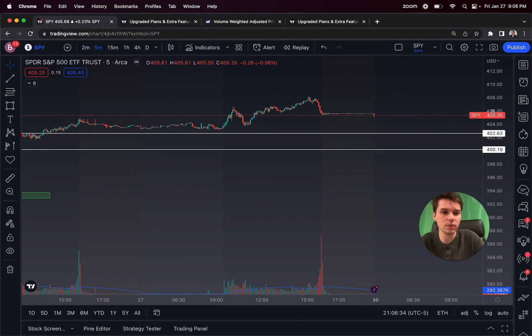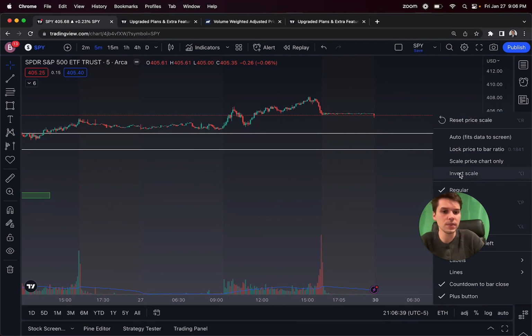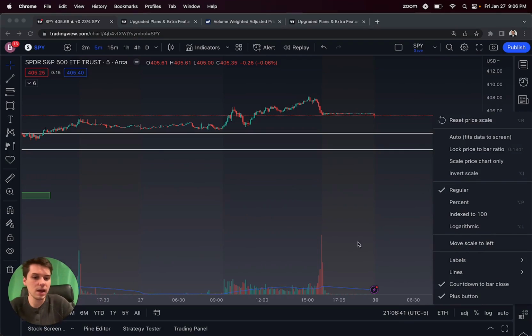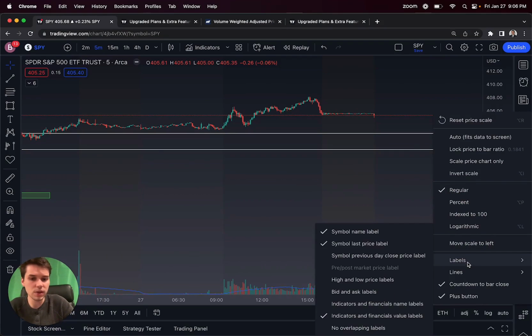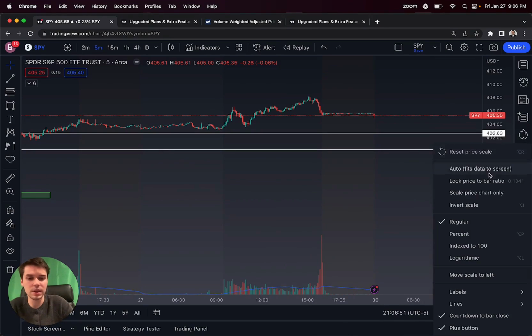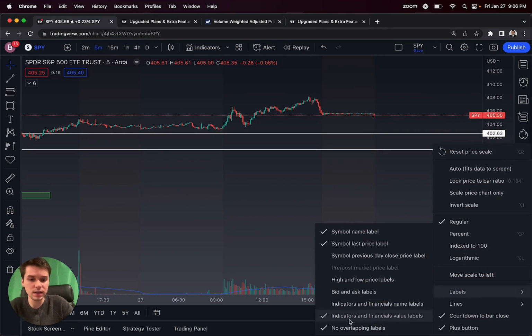Now, the last thing I'm going to do, which is important, is going to be right-clicking your price axis on the right-hand side. So right-click your price axis on the right-hand side. This is the y-axis here. What we're going to do is I'm going to move face to the left, and I'm going to, under labels, I'm going to make sure my symbol name label is enabled. My symbol last price name is labeled, and then also enable no overlapping labels because that's going to make it so there's no clutter. And then lastly, indicators and financial value labeled, have that on as well. And then you are good to go.